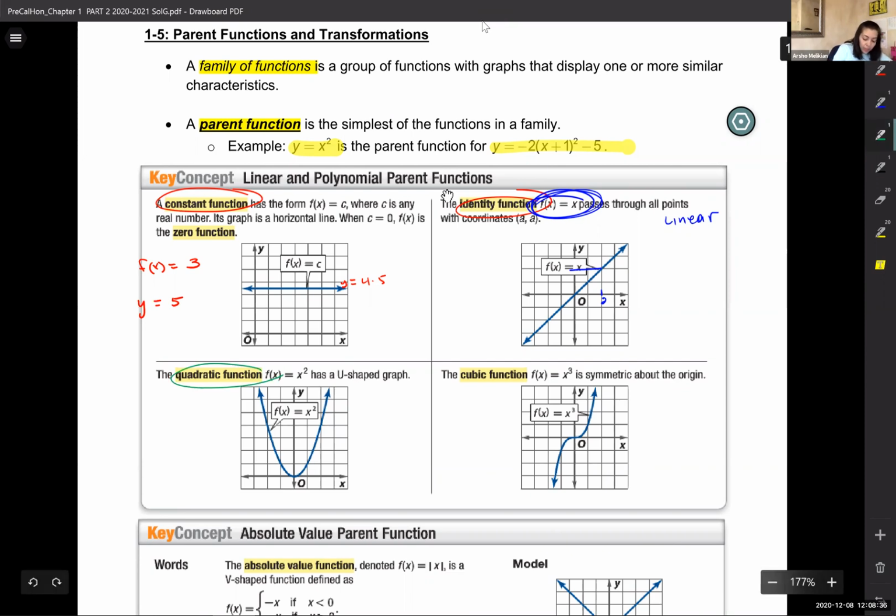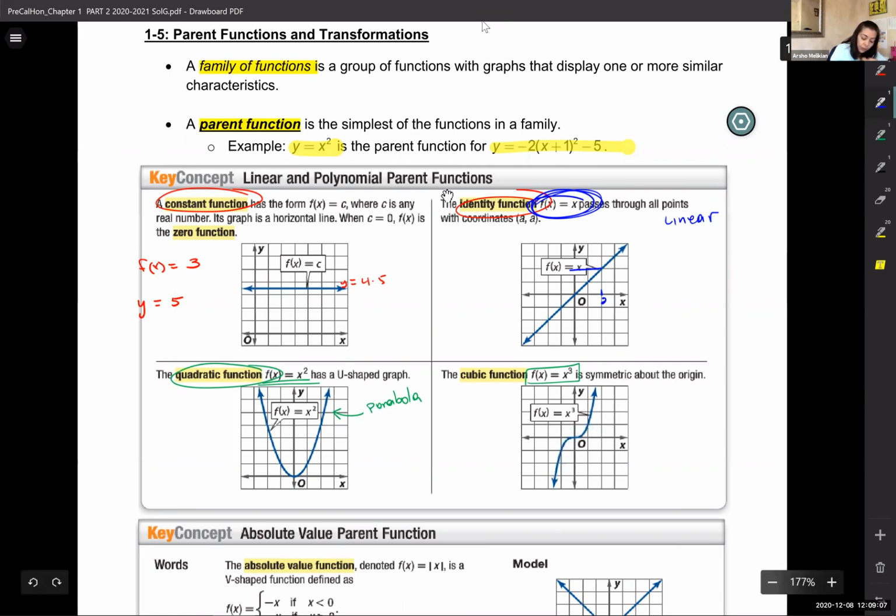Quadratic functions, these are everybody's favorite types of function, right? The equation for the parent function is f of x equals x squared. And these are the ones that give you a parabola. Next, you have a cubic function. F of x equals x cubed. And this is what the parent function looks like. F of x equals x cubed.